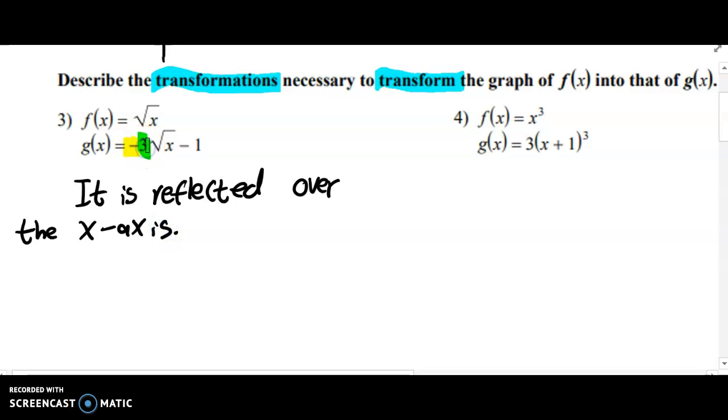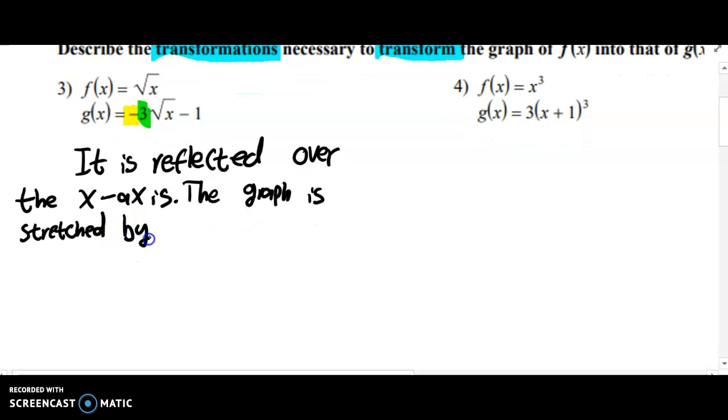Then we got our 3. A multiplier of 3 causes it to stretch by 3. So we're going to say the graph is stretched. It's not really a slope, but you can kind of think about it as that. The graph will approach its y values 3 times faster now. So the graph is stretched by a factor of 3. All right, let's keep moving.